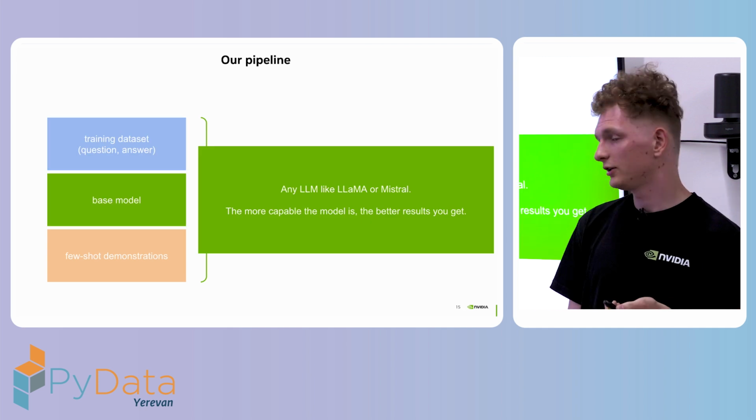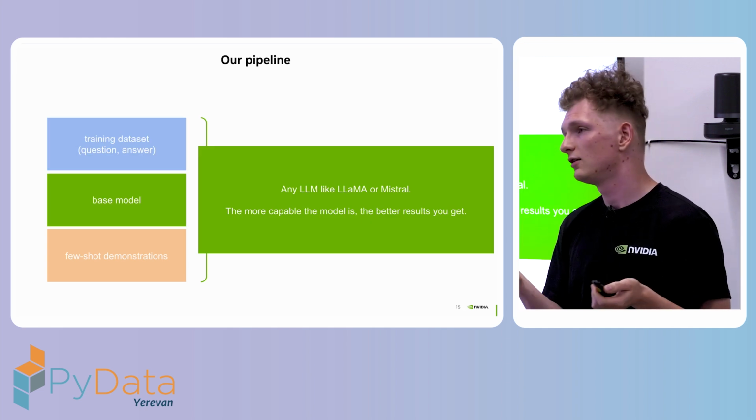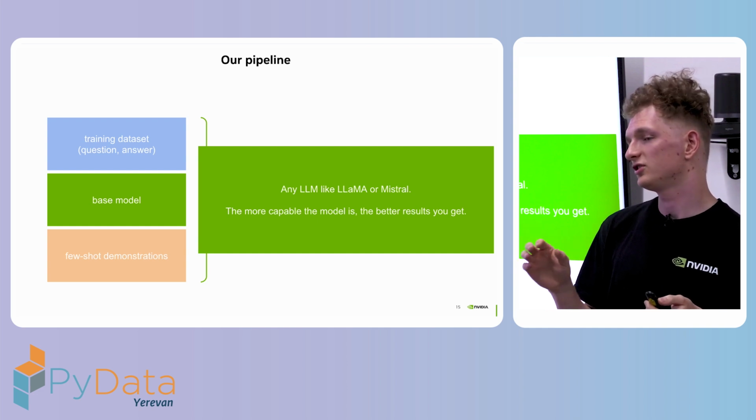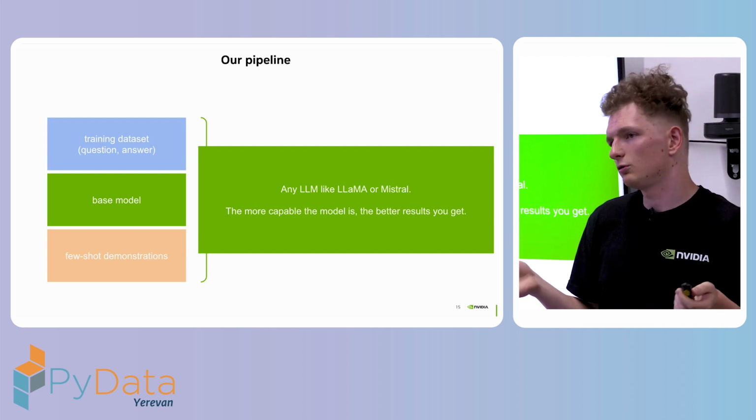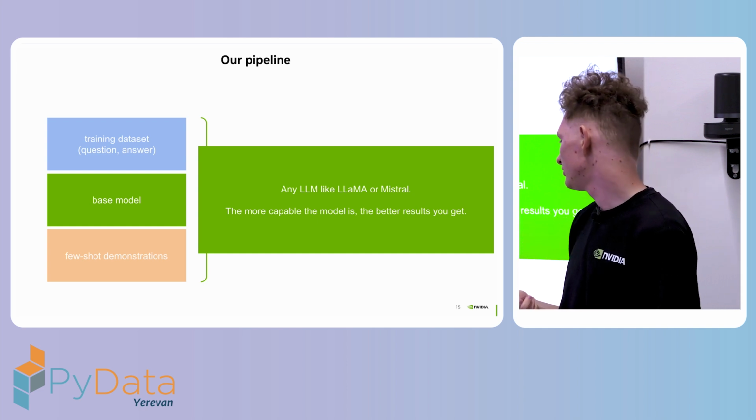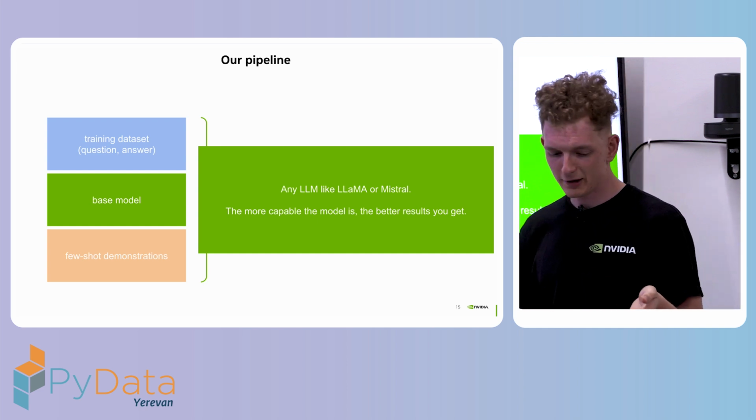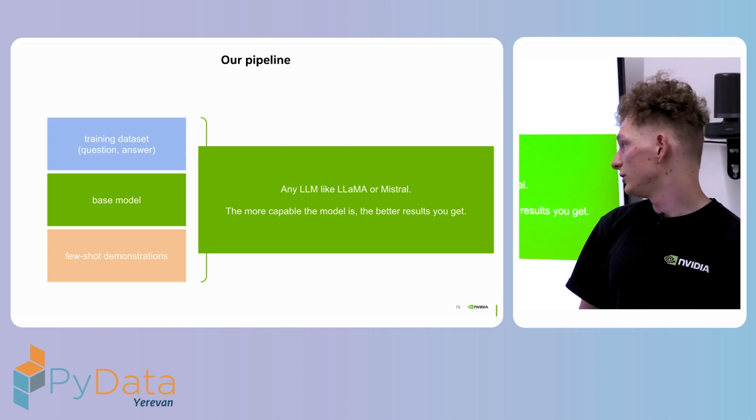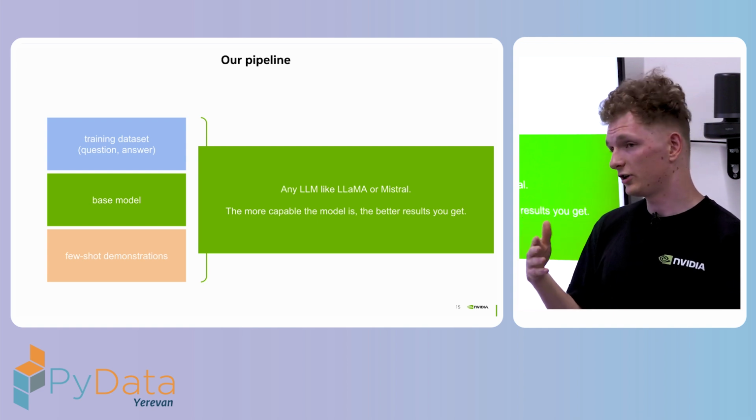Base model basically is any large language model you like. For us, it was the Mixtral model, which was the strongest model up to date. But right now, obviously you can use any other model. You can use even an API model, but then you have problems with data license. And the more capable the labeling model is, the better results you will get.